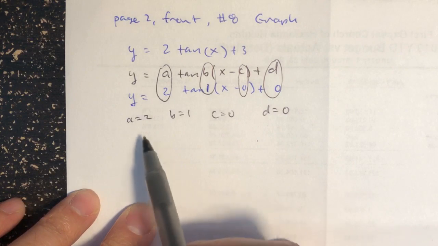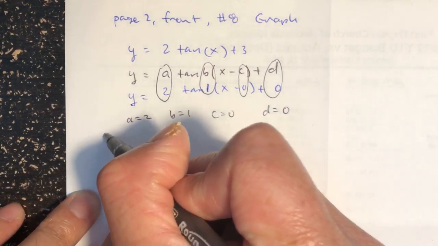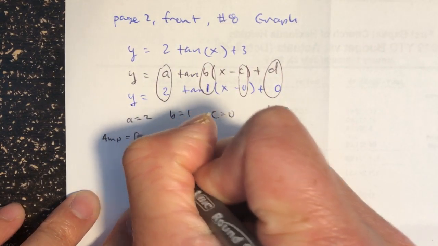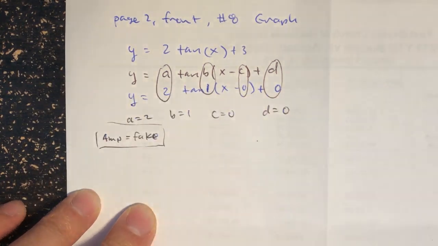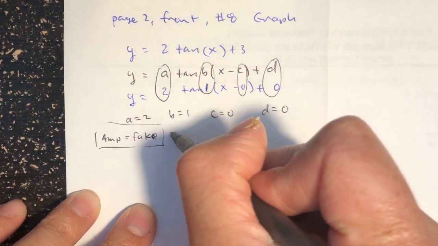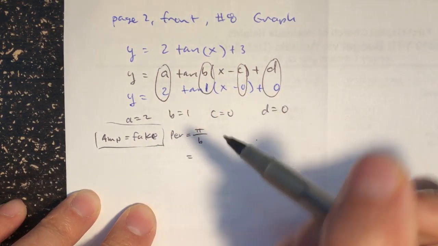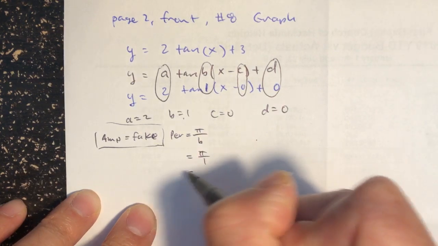So that basically means that, remember, your amplitude is fake. So there is no amplitude for tangent and cotangent. The b value helps you find the period. The period is equal to pi over b. And if I take my b value and put it in here, I get pi over 1, which is just pi.